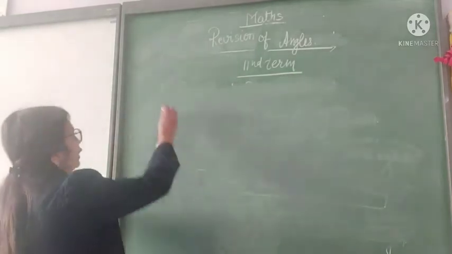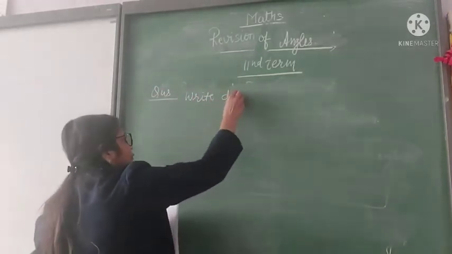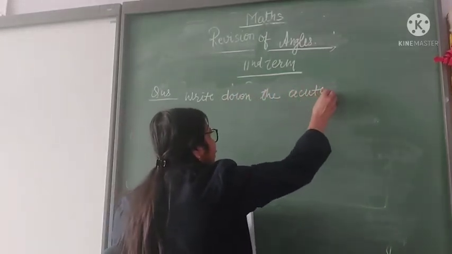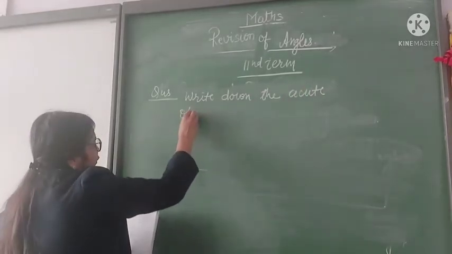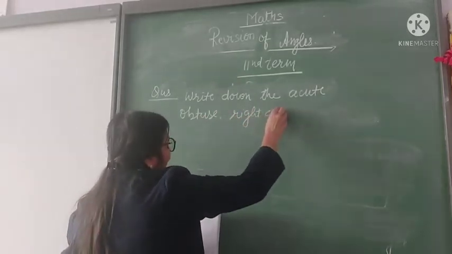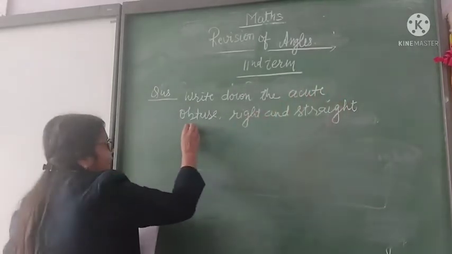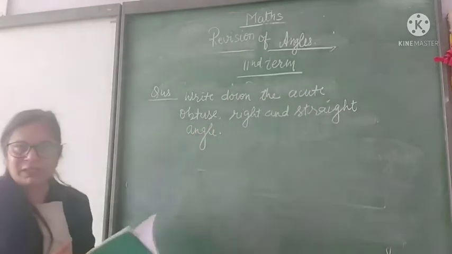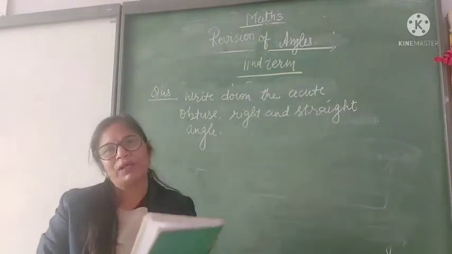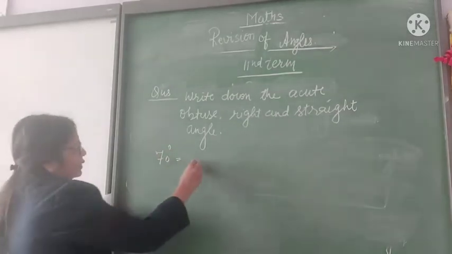Now there is a question which may come in this way. Write down the acute, obtuse, right and straight angle. Children, this question may come in such a way. In that question you are not supposed to draw, you will only write. For example, 70 degree. Children, can you guess? Yes, acute angle.